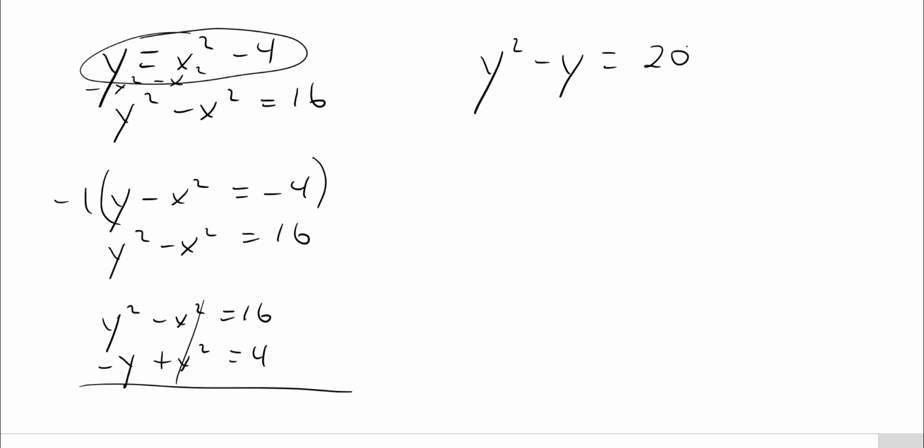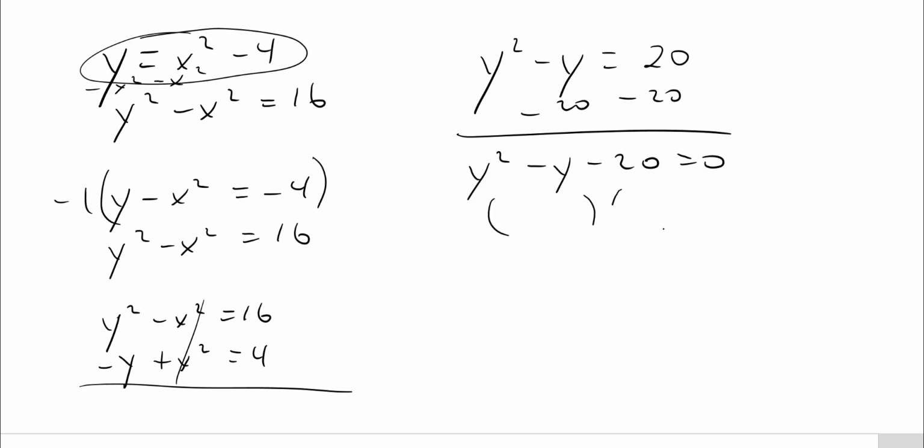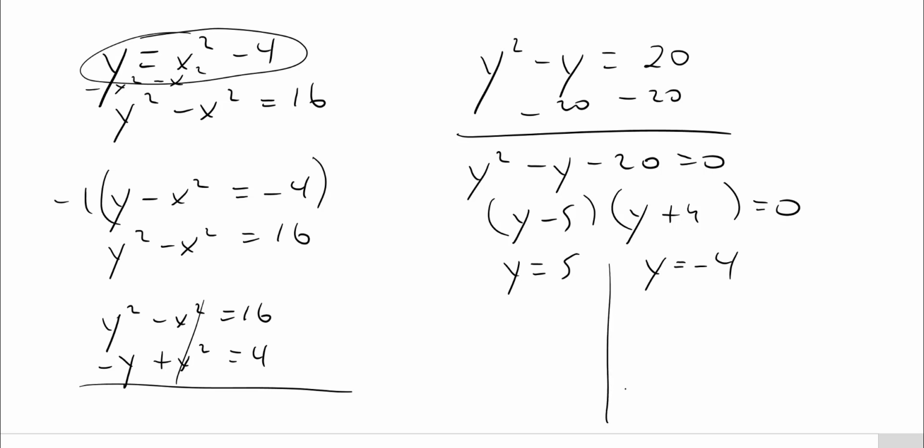Okay, right away when you see a squared term, you've got to think factoring. So I'm going to subtract 20 from both sides, and I get y squared minus y minus 20 equals 0. Okay, I factor that. I get y minus 5, y plus 4 equals 0. So y equals 5 and y equals negative 4.